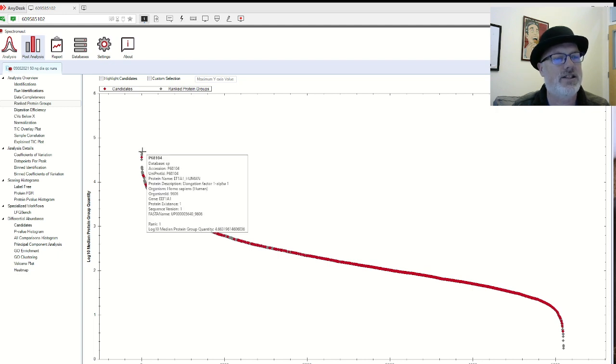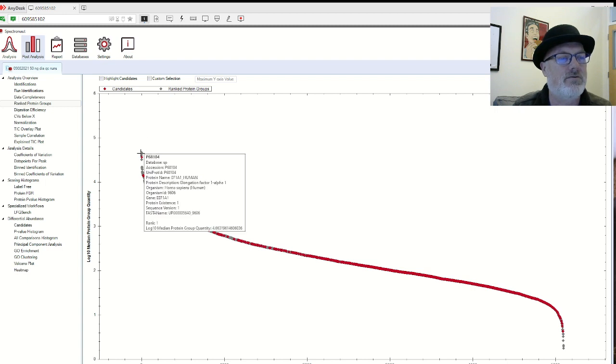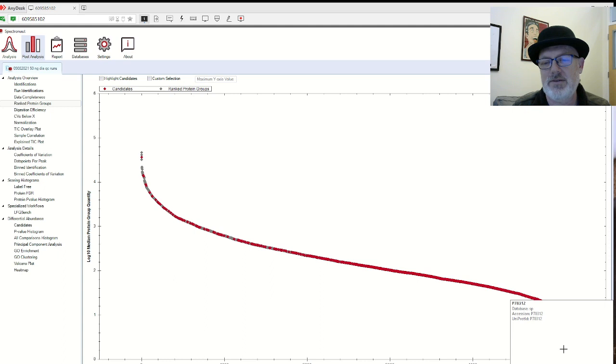And then it'll show you what this is. So this is roughly the most abundant protein in our sample, and this is roughly the least abundant protein in our sample. If you really wanted to make it more accurate, you could turn on iBAQ, which is essentially this number normalized by the molecular weight of the protein.